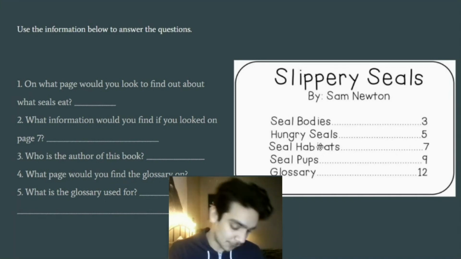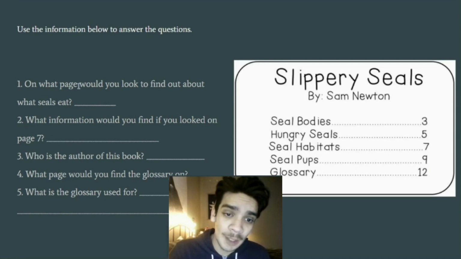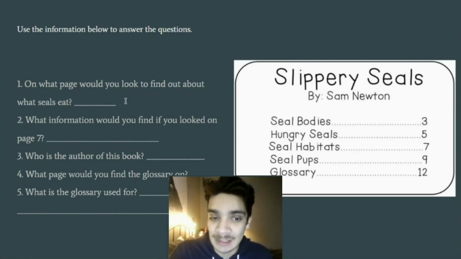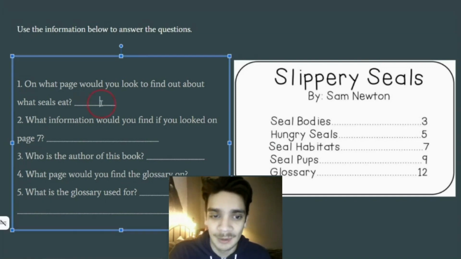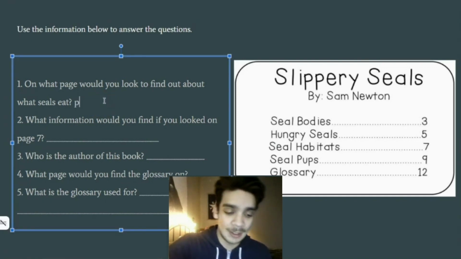So let's answer the first question together. On what page would you look to find out about what seals eat? Seal bodies, hungry seals, seal habitats, seal pups. To me, this sounds like hungry seals would tell us about what seals eat. So we're going to see the what right here, hungry seals. Follow the dotted line to where? Page 5. So we're going to say page 5.